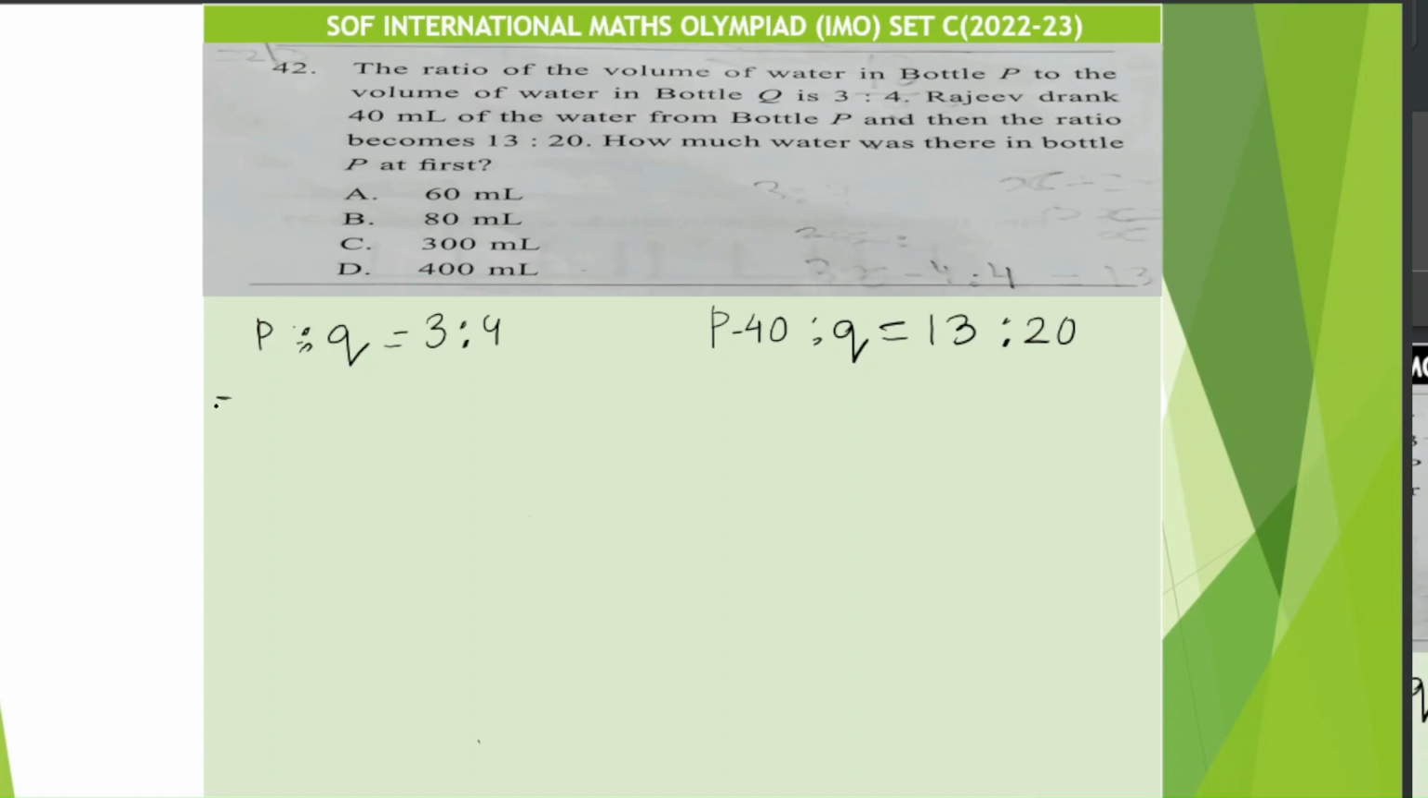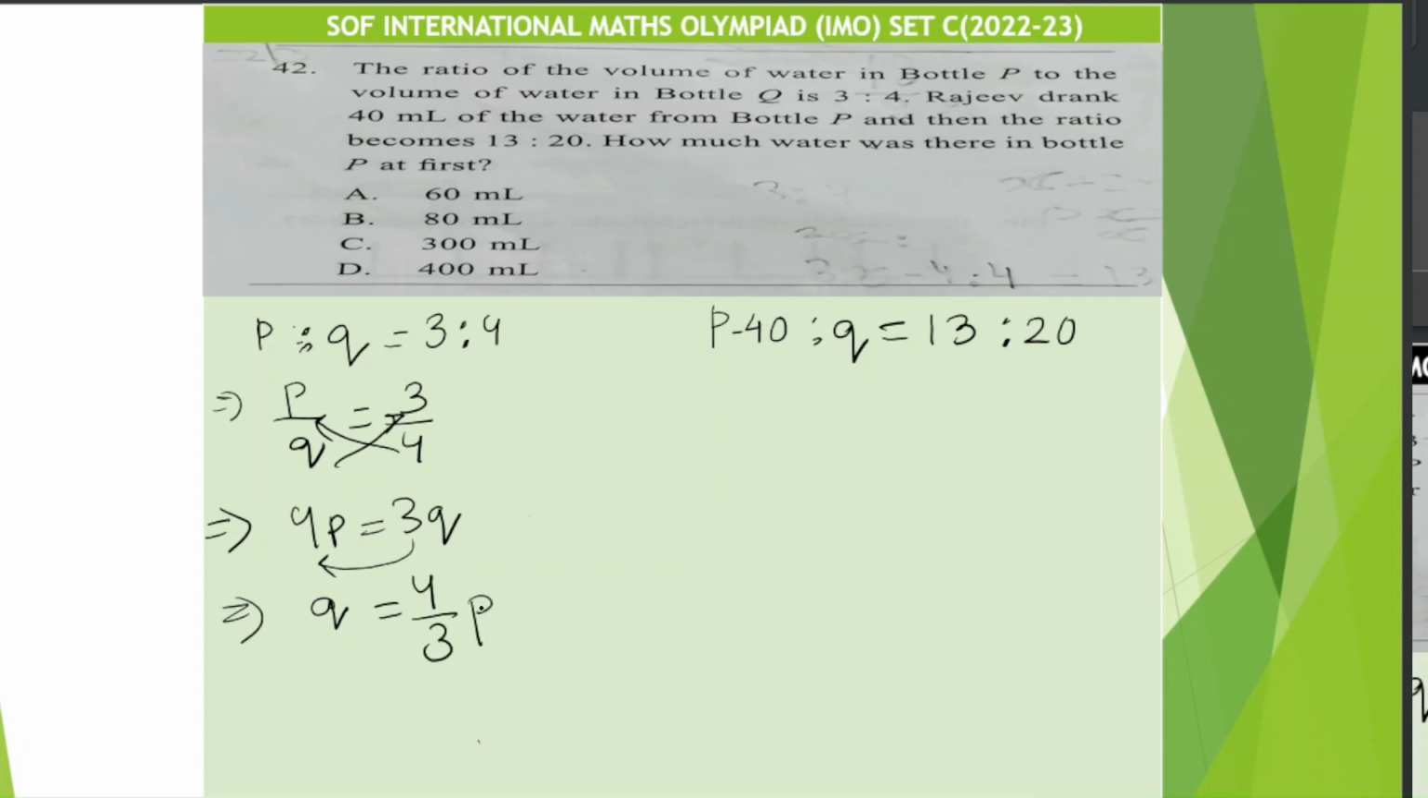Now I can also write it like a fraction. You know already P by Q is equal to 3/4. Why am I writing like this? I want to find the value of Q in terms of P. So I will cross multiply here. It will become 4P equal to 3Q, and then the 3 goes to the other side and gets divided. So Q becomes equal to 4/3 P.